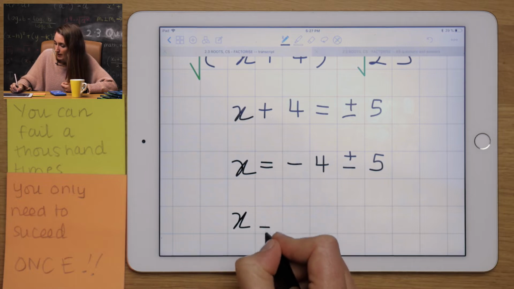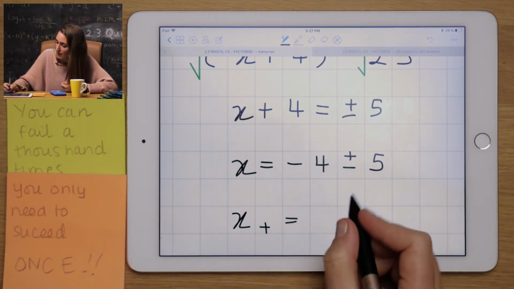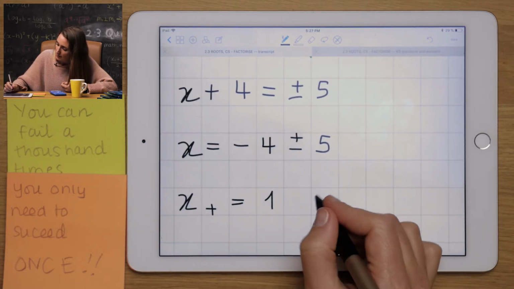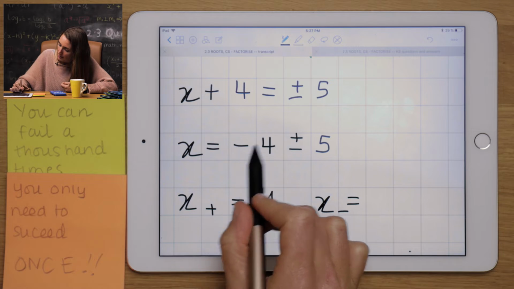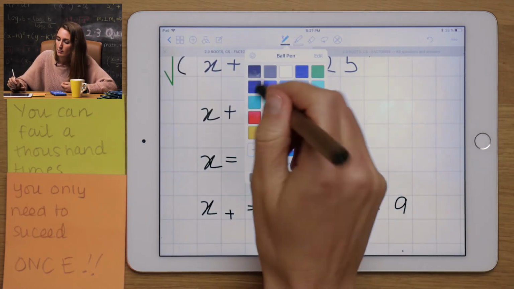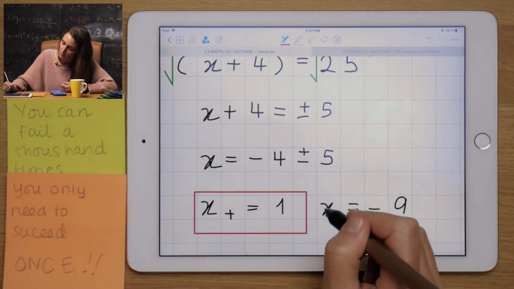My positive answer being minus 4 plus 5, which is 1, and my negative answer being minus 4 minus 5, which is minus 9. This method is really useful if you don't have a calculator with you.